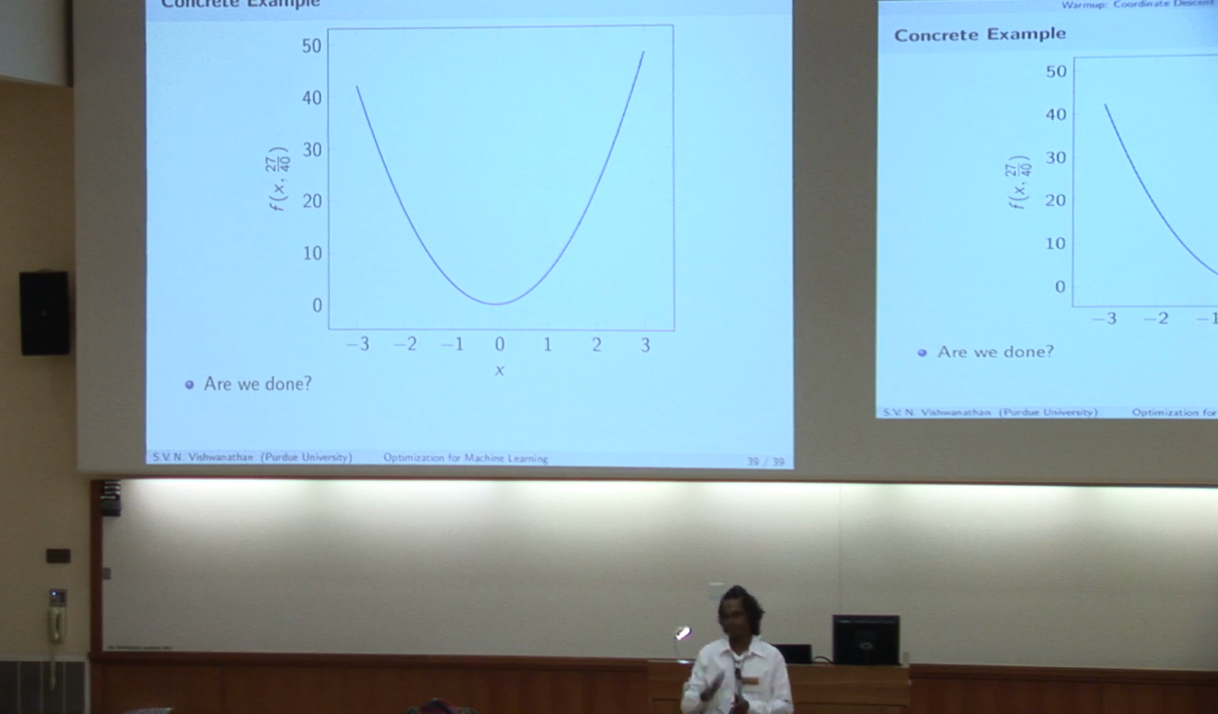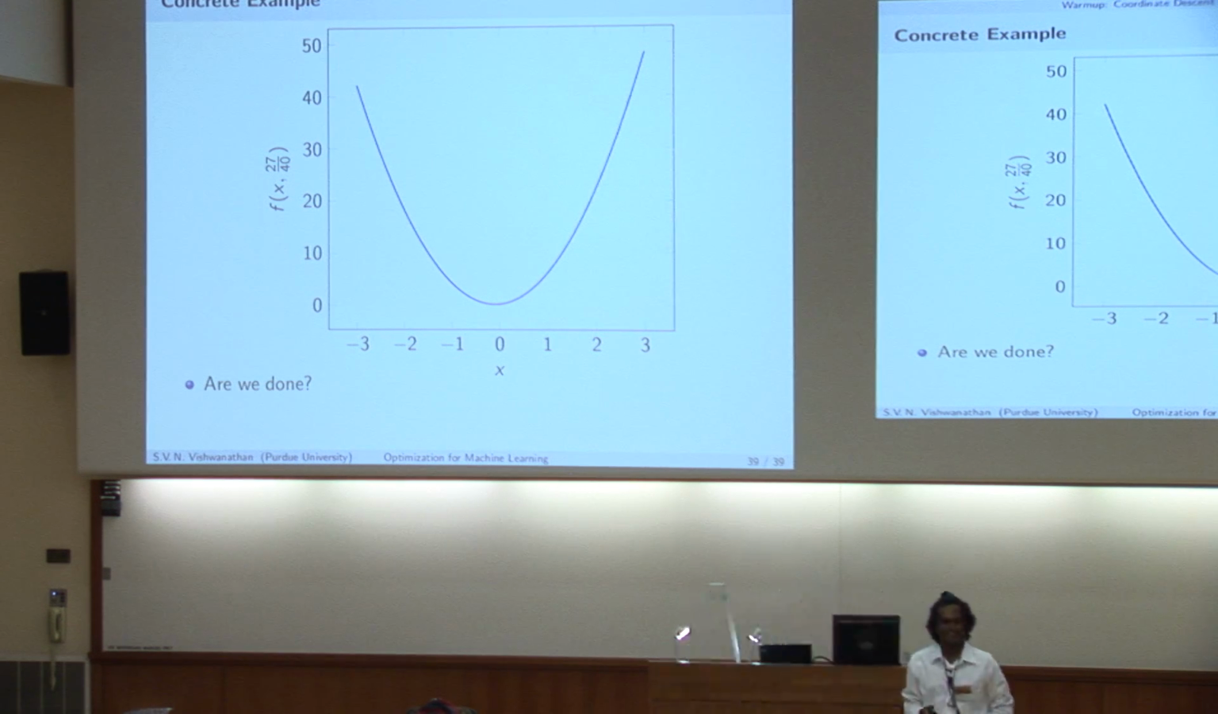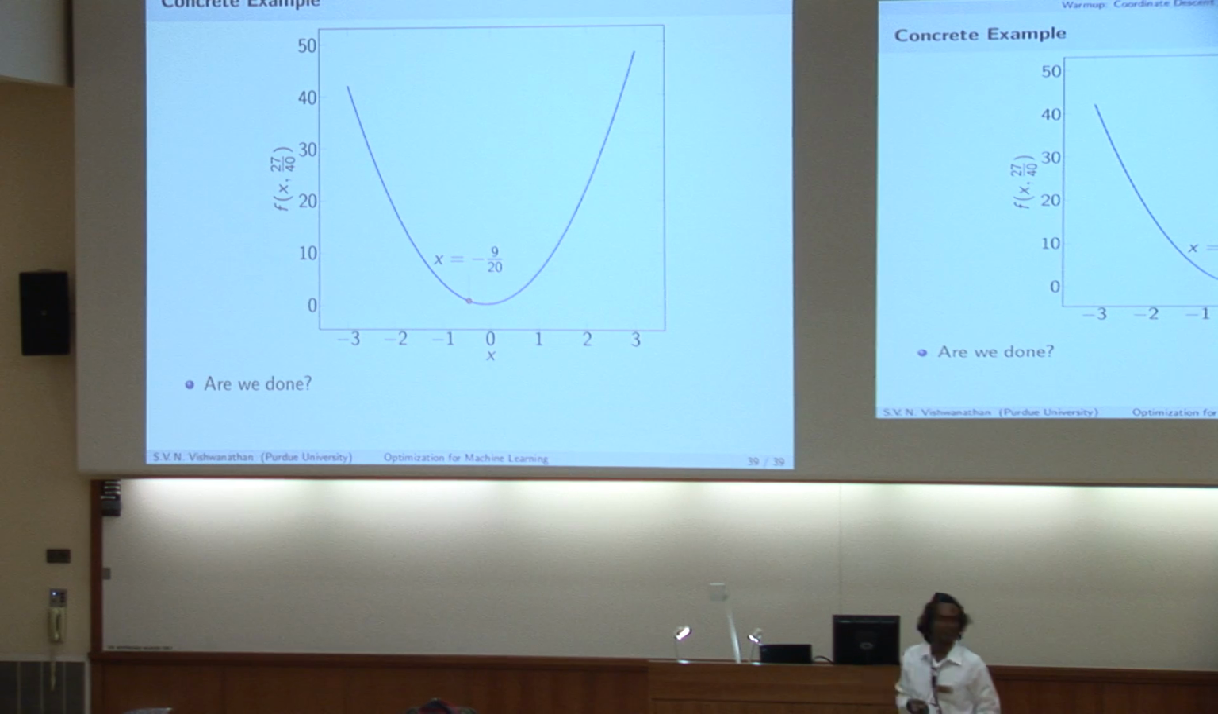So what did I do? I sliced the function along one axis, I kept my y fixed, I found the minimum. Then I kept my x fixed and found the minimum. The function has two coordinates, so I optimized along one coordinate and then along the second coordinate. Should I go home? No? Don't want me to go home? You want me to stay on? In fact, you are not done.